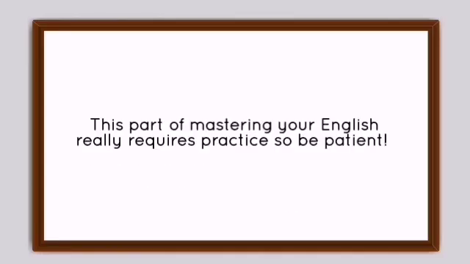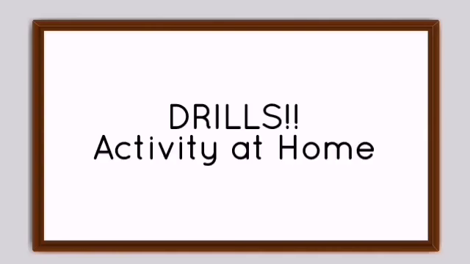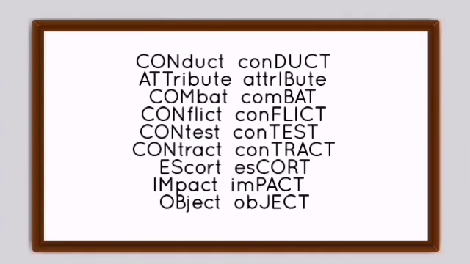Remember, this part of mastering your English really requires practice, so be patient. In order for you to practice at home, try doing this activity. With these sets of words between the differences around noun versus verb, try reciting these terms and then write them down on a piece of paper wherein you can write sentences about it and use them depending on their context. You may also pause this video in order for you to track your progress regarding these terms.